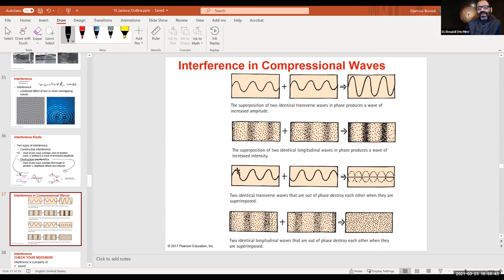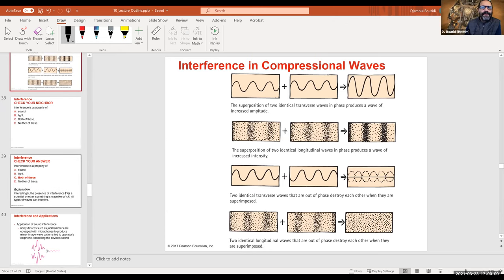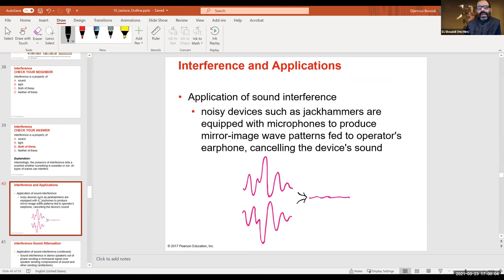They're completely out of phase. When this one is max, the other one is min and vice versa. So now they cancel each other completely. And the same thing in here: when this one is compressional, the other one is a rarefaction and vice versa. So when they meet, they have nothing. The sound is gone in here, okay? So again, these are questions related to that.